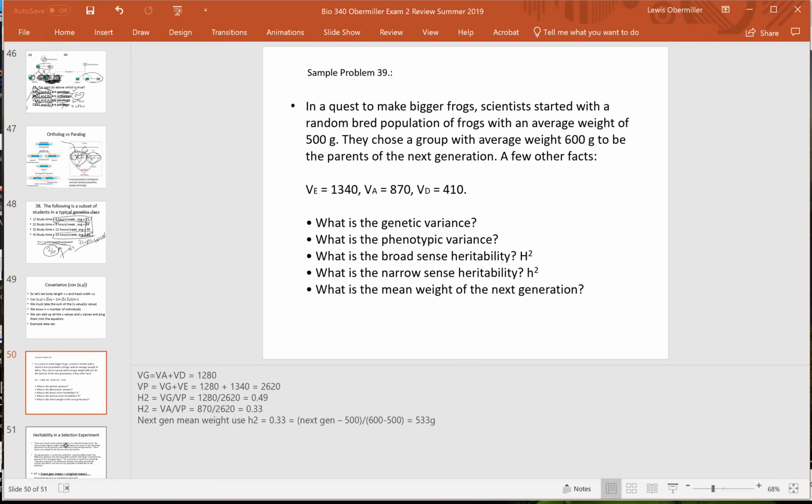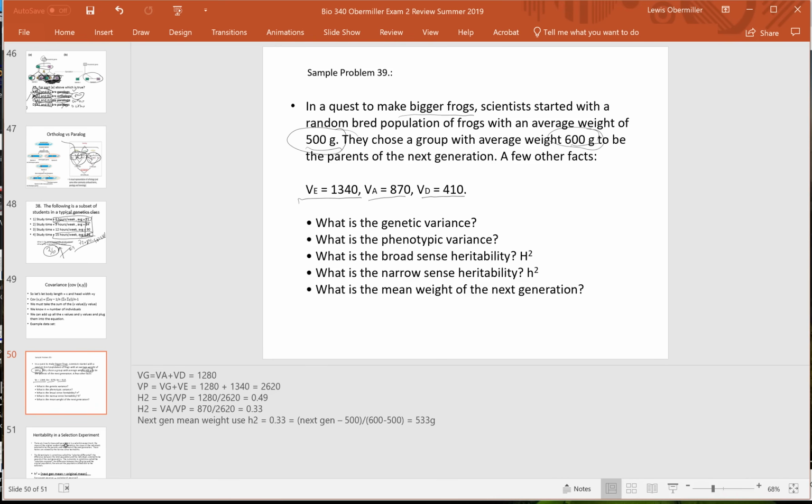Okay, so we can do this one. We were given the environment, the additive, and the dominance effect. And we talked about this in class, but we did pumpkins, right? So we're doing frogs now. We want to breed frogs that have... I guess we want to find out what the weight of the new group of frogs is if we pick parents that are 600 gram frogs and their normal average weight is 500 grams.